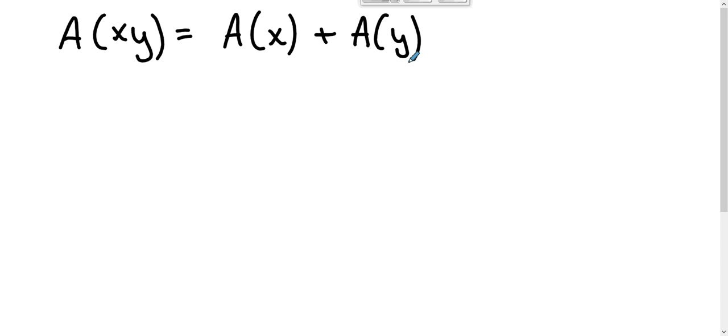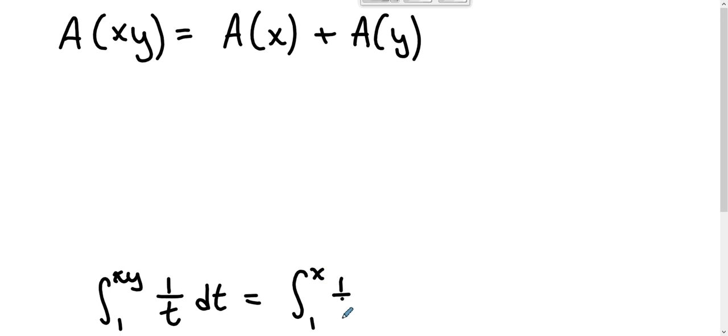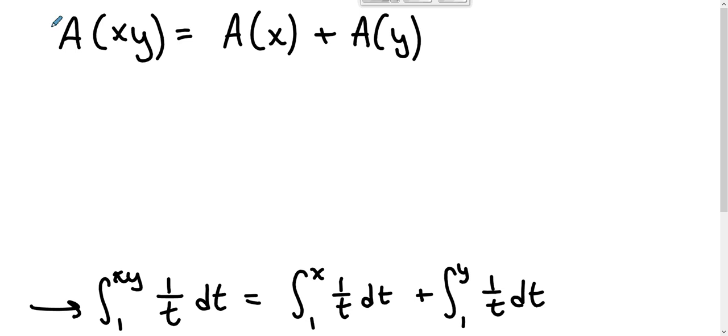So we should understand that the end goal is to show that the integral from 1 to xy of 1 over t dt is the integral from 1 to x of 1 over t dt plus the integral from 1 to y of 1 over t dt. That's the goal. If we can get here, this is the same as that. So this is the statement we're trying to prove. How do we do that? You ask good questions.